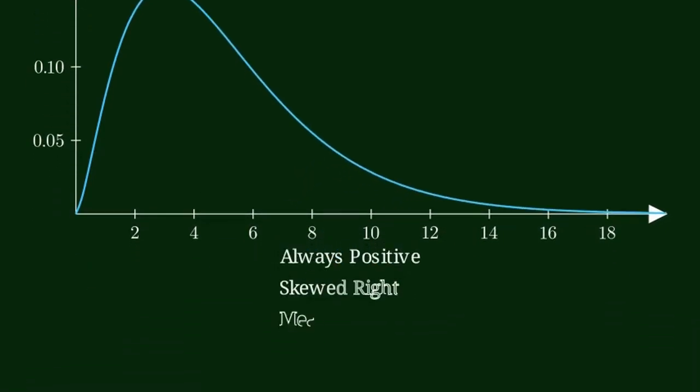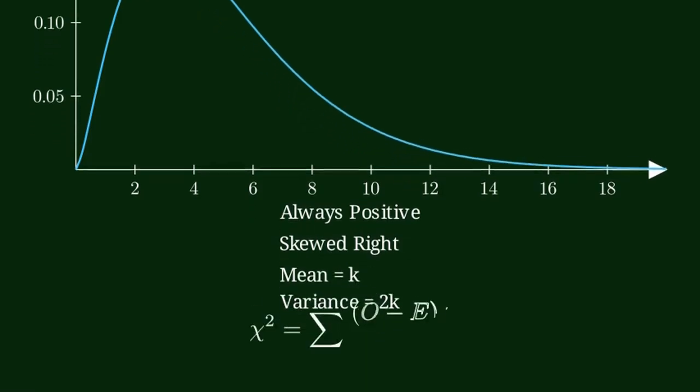Key characteristics. It is always positive. It is skewed to the right. The mean equals k, and the variance equals 2k. When we compute a chi-square statistic from data, we use observed minus expected squared divided by expected, and then add them all together. Here is the formula.